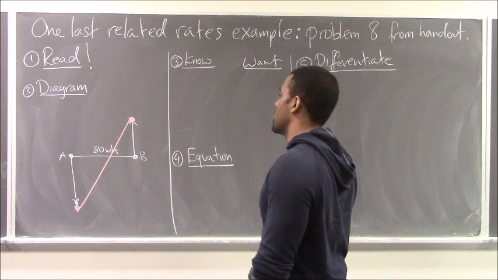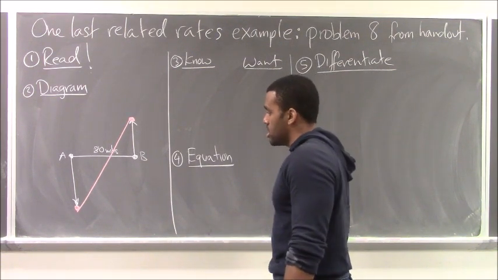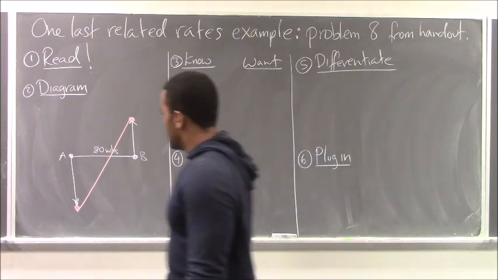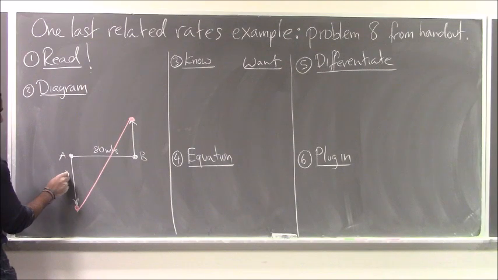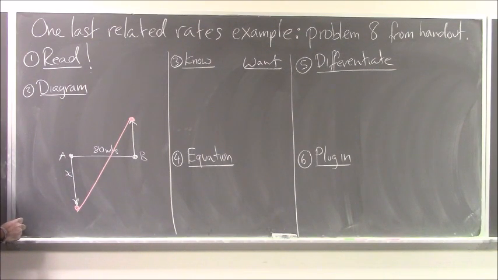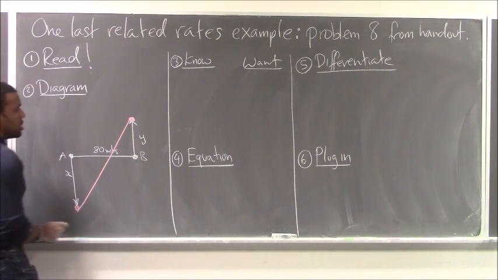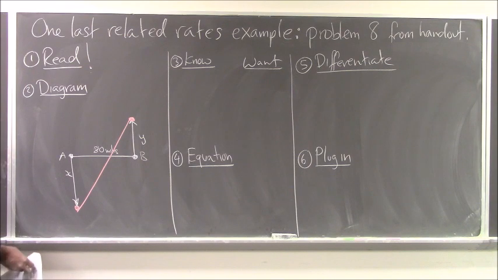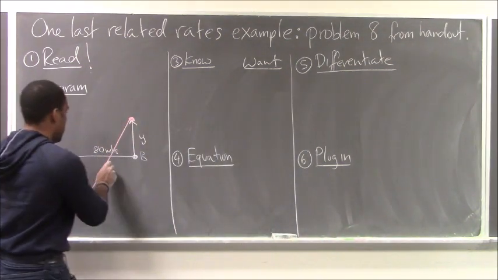Here's how I would go about it. I would start labeling the distances things are traveling. So let's say I label the distance here x. So x is the distance that ship A traveled. Let's say that y is the distance ship B has traveled. And let's say the distance that I care about, the distance between them, we call that z.